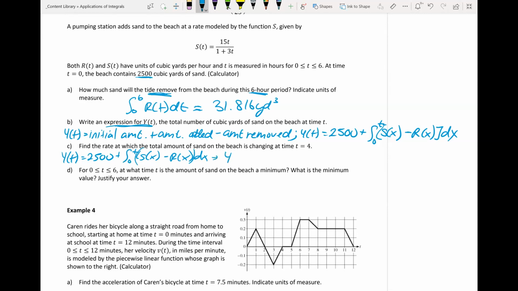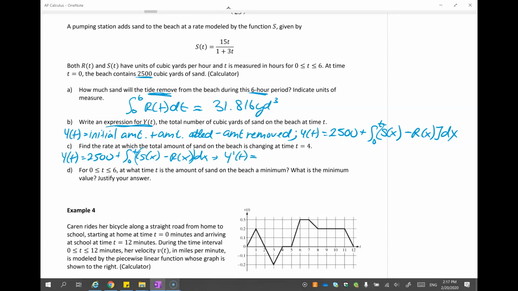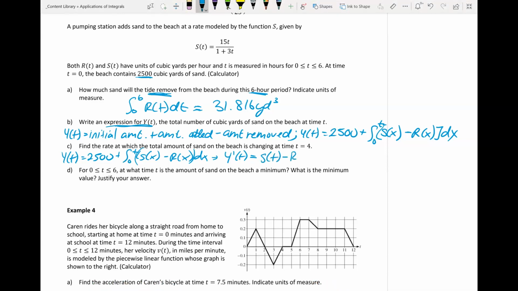So our next step would be to take the derivative of this, which is then going to be S of t minus R of t, using the fundamental theorem of calculus, part 2. Our next step is to evaluate this at 4. So looking at S of 4 minus R of 4, and you can just put that into the calculator to do that calculation, which is going to be about negative 1.909 cubic yards per hour.